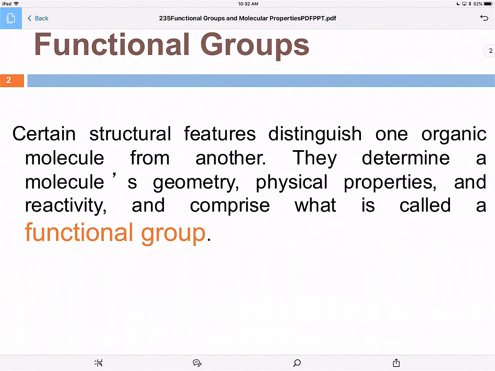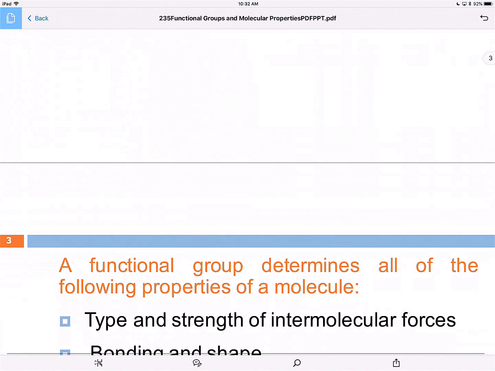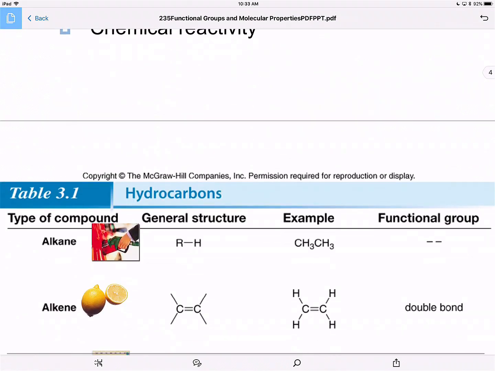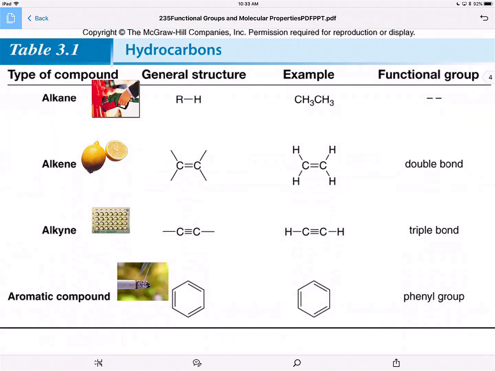Okay. So we will get started with what all it determines: the type and strength of intermolecular forces, which in turn is going to affect its boiling point, melting point, refractive index, whatnot, bonding and shape, physical properties, how you name it, and all the chemical reactions. Okay, so this is the key thing. So let's look at this.